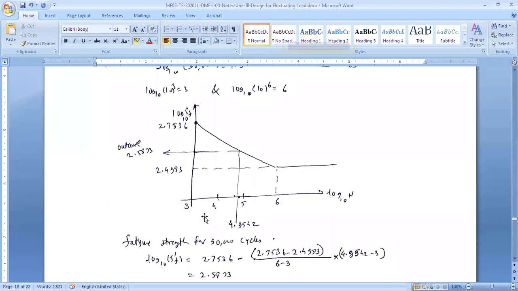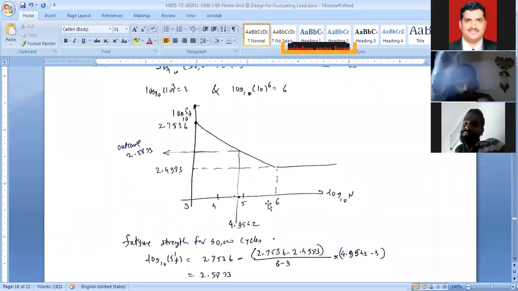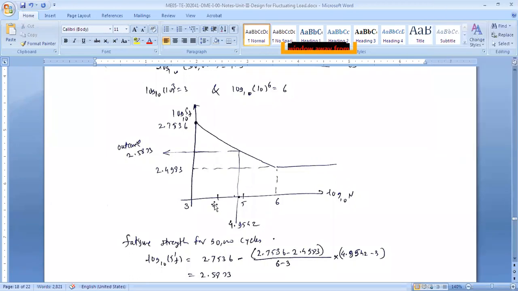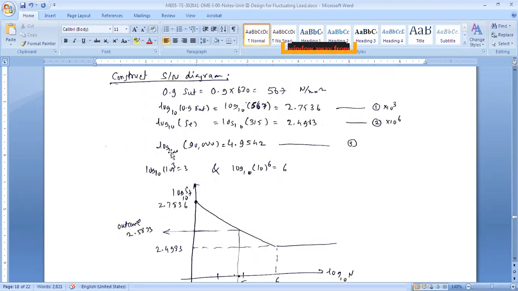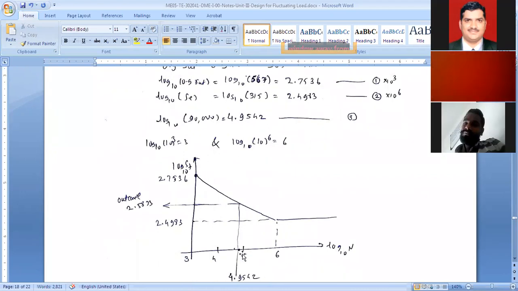This part is important to understand. This is a logarithmic scale, right? So here 3 means 10 raised to 3, that is 1,000. 4 means 10 raised to 4, that is 10,000. 5 means 10 raised to 5, that is 1 lakh. 6 means 10 raised to 6, that is 10 lakhs. Okay. So when we say 90, this is 1,000, 10,000, 1 lakh, 10 lakh. So 90 will be somewhere here. We exactly got the value: the log of 90,000 is 4.95. So it will be somewhere here.